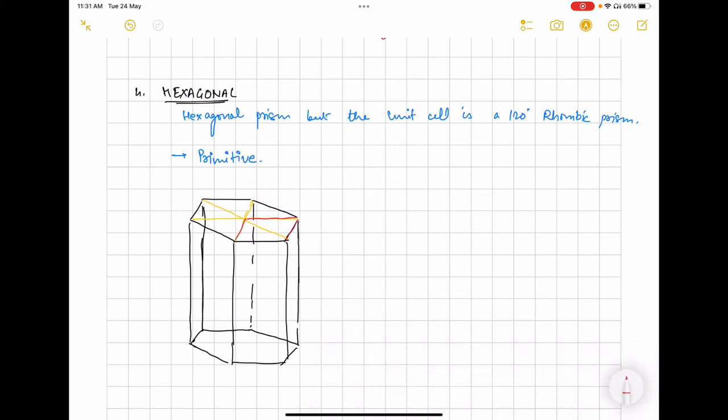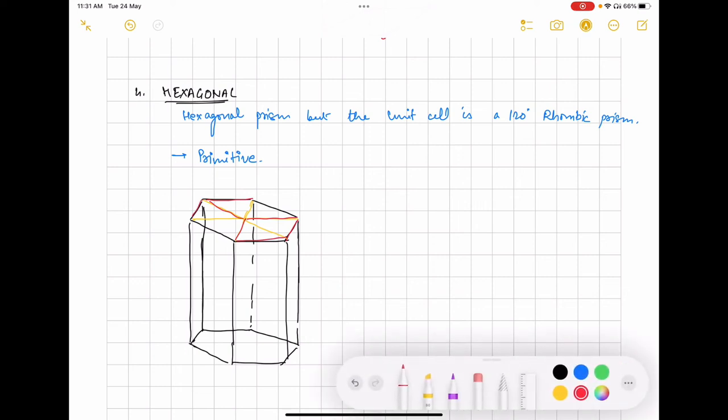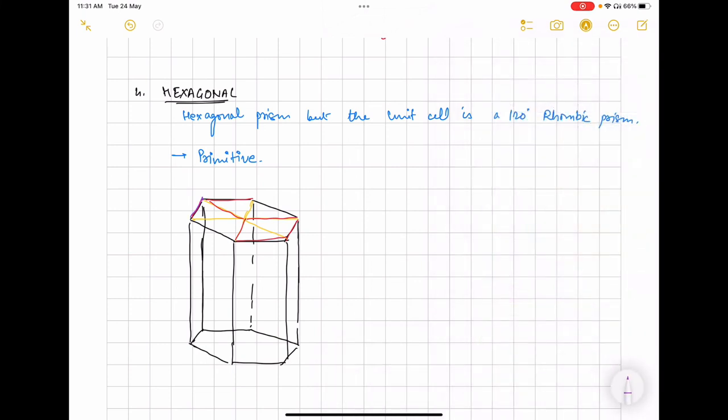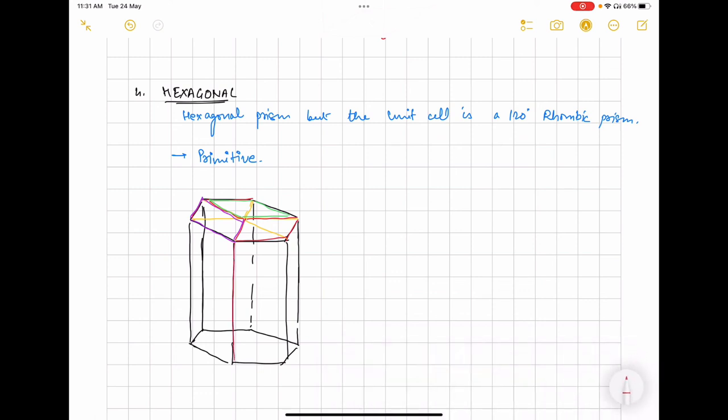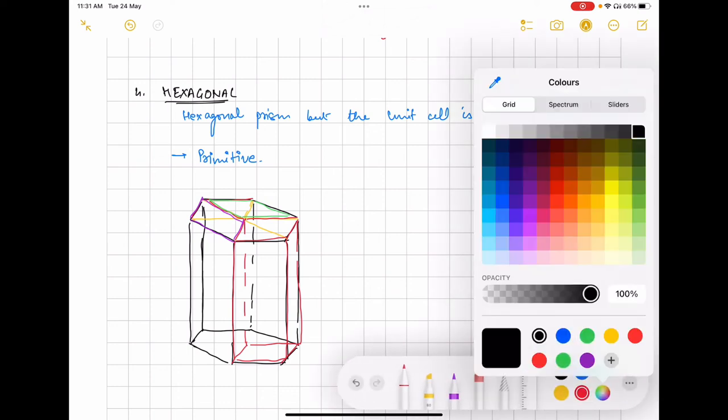This is one prism, this is second one, and this is the third one. So I'll mark with a different color. This is the third prism and this is the second one, and this red one is the first one. So let us make a rhombic unit cell. So this is your rhombic unit cell in this hexagonal system. So what shall be the basis vectors?